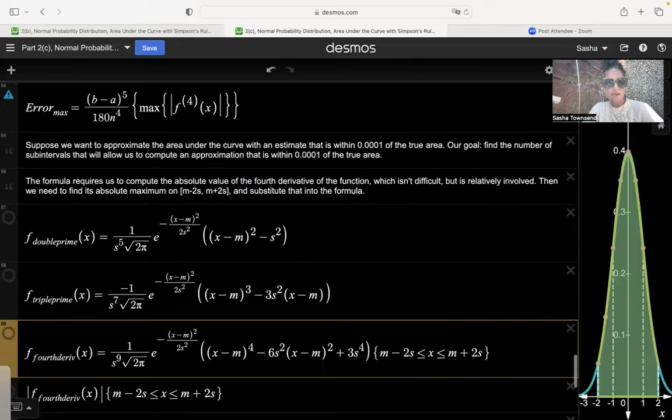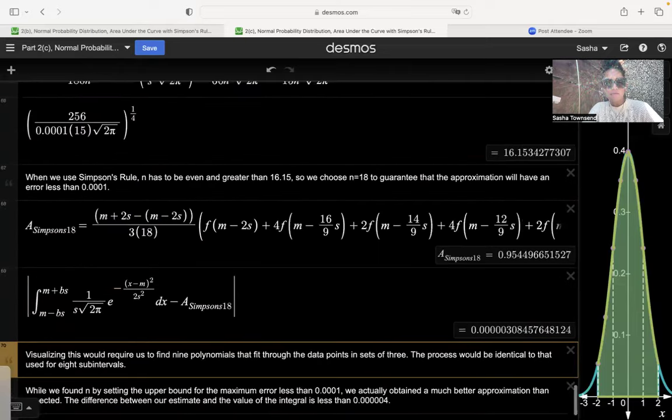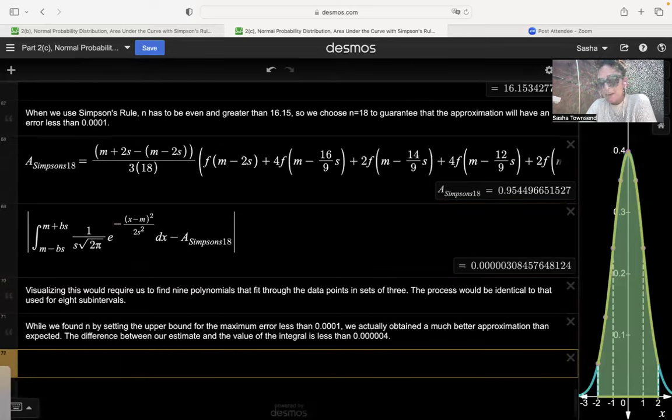Okay, so we do all of that we did before. We talked about it already. And then the error with 18 subintervals is less than 0.000003. So it's even better than when we had 8. But again, we did not graph those 9 polynomials. We could have, but we just didn't.